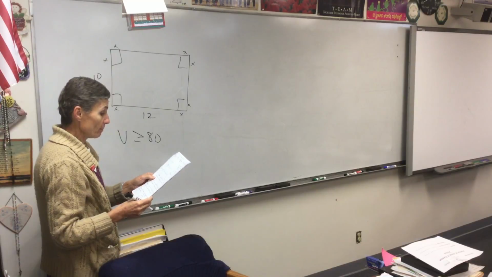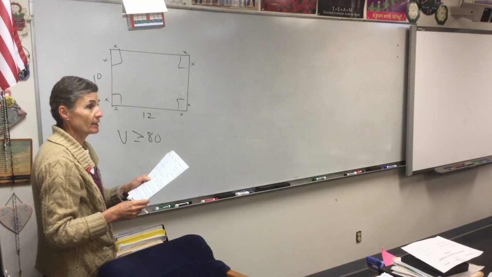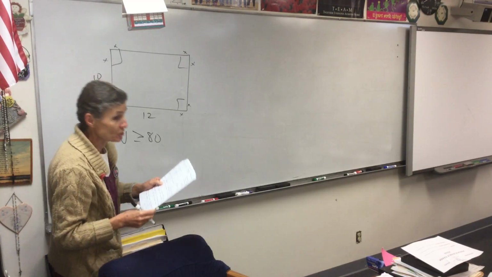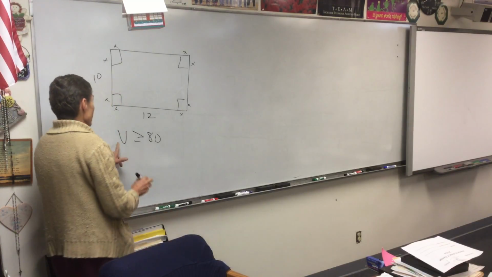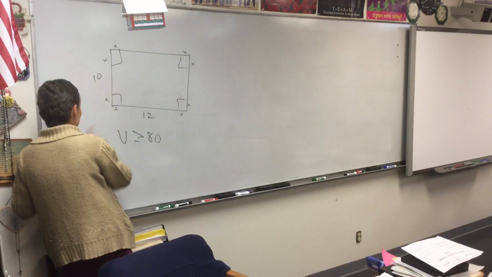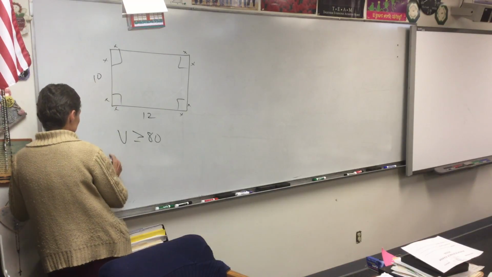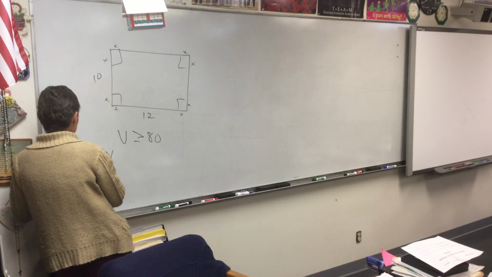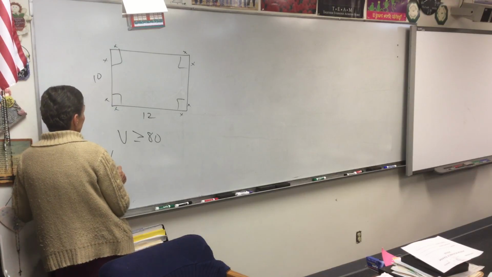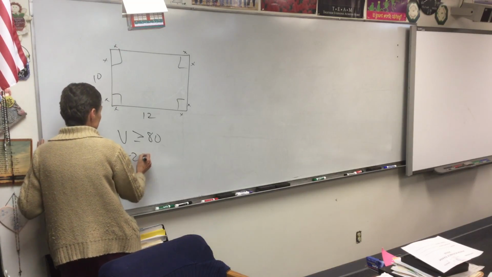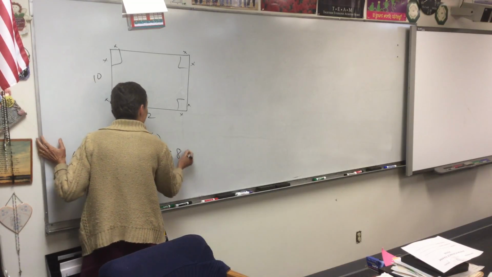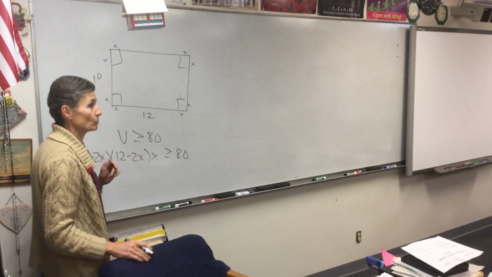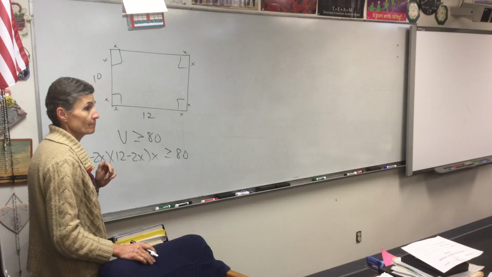Okay, we are on problem number 5. We're doing the calculator problems on the same sheet, page 6, that we were doing before. All right, so what is going to be my expression for the volume? 10 minus 2x, 12 minus 2x, and x. And that has to be greater than or equal to 80.